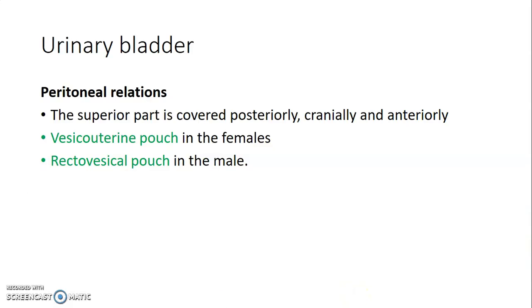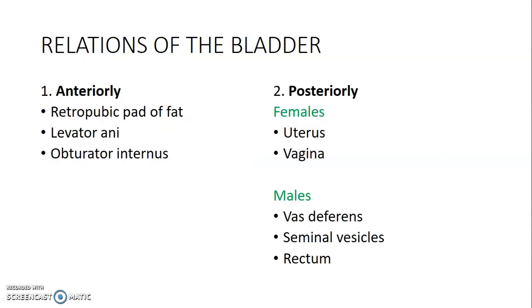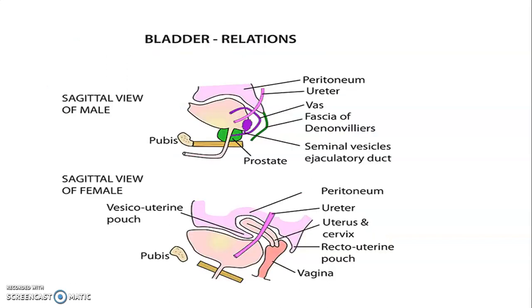So the urinary bladder has peritoneal relations. On its superior part, it's covered posteriorly, cranially, and anteriorly. And we have what we call the vesicouterine pouch in females and the rectovesical pouch in males, which are formed by peritoneum. Anterior to the bladder, we have the retropubic fat, levator ani muscle, and obturator internus muscle. While posteriorly, in females, we have the uterus and the vagina, while posterior to the bladder in males, we have the vas deferens, seminal vesicle, and the rectum.